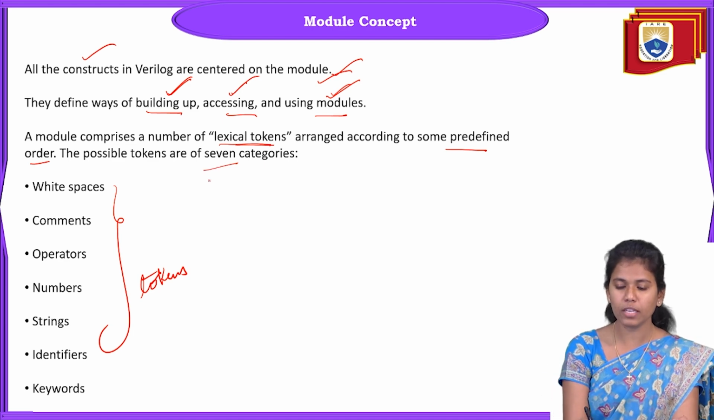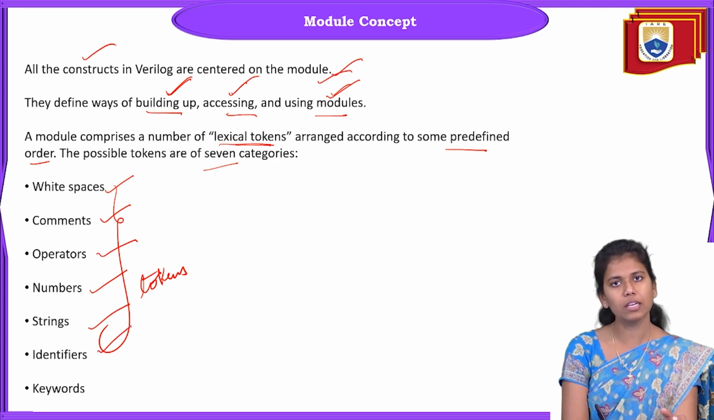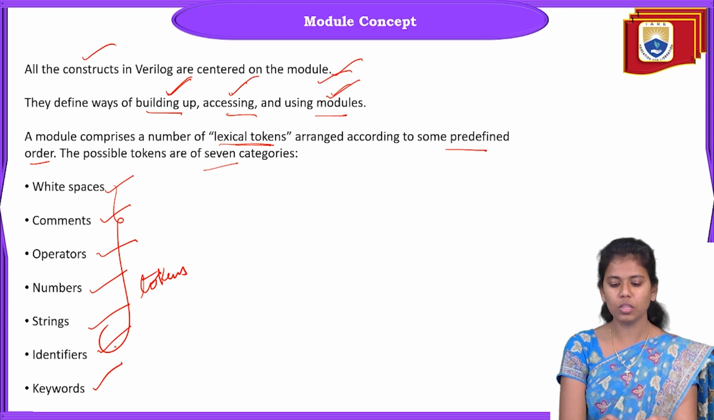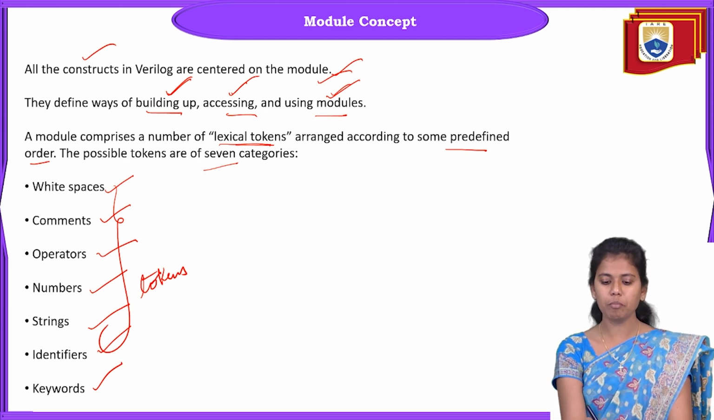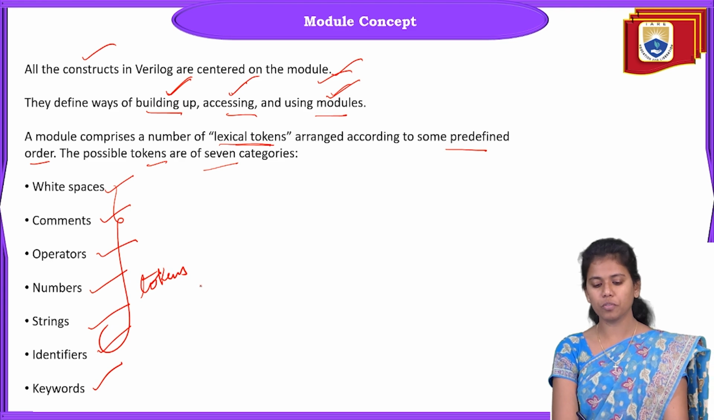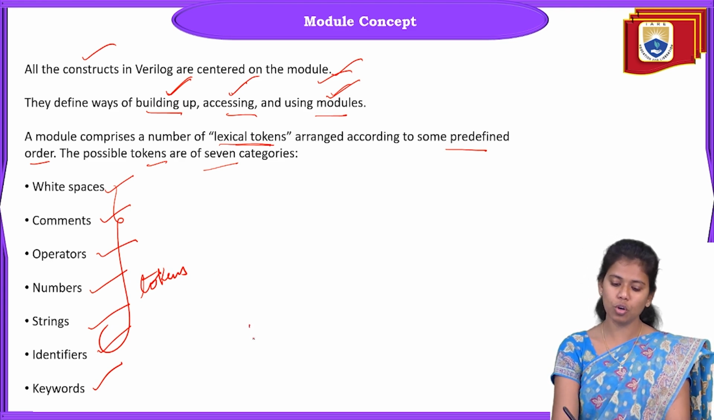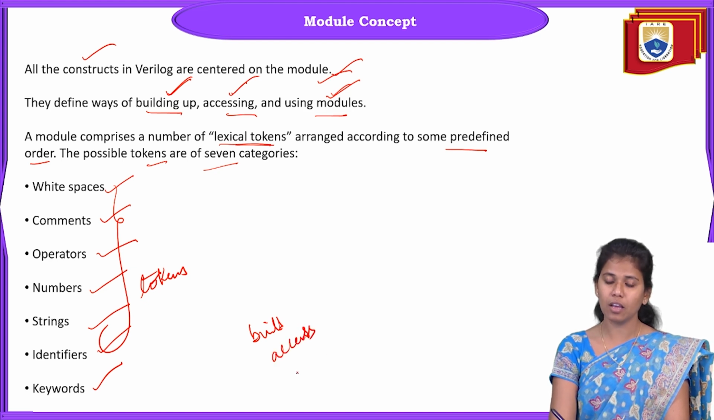And the main possible tokens are of 7 categories. First one is white space, second is comments, third is operators, fourth is numbers, fifth is strings, sixth is identifiers, and the seventh is keywords. So these are the main tokens, of 7 categories. They are used to build up, they can be accessed, and they can be used in the modules.